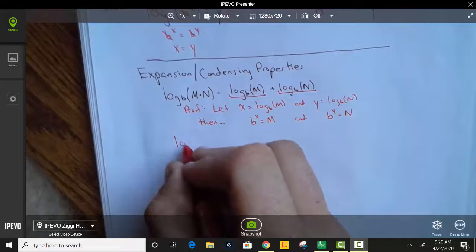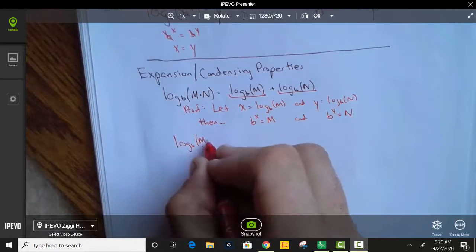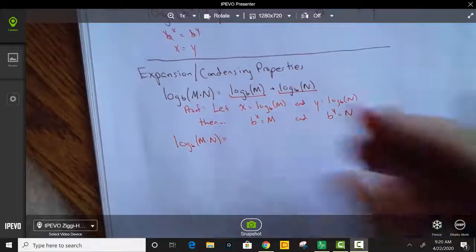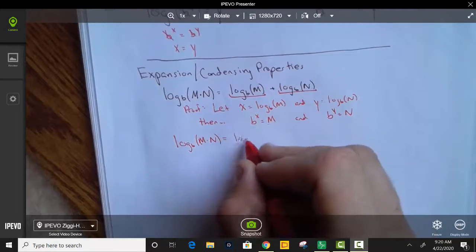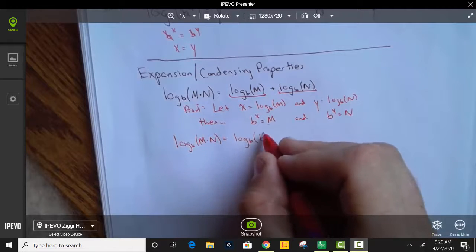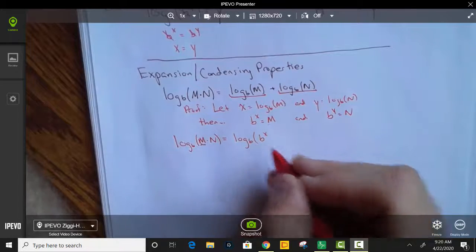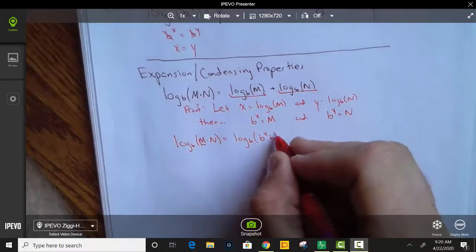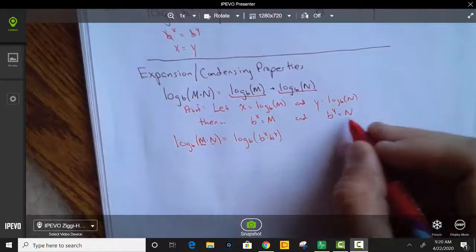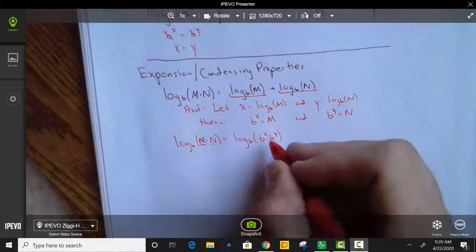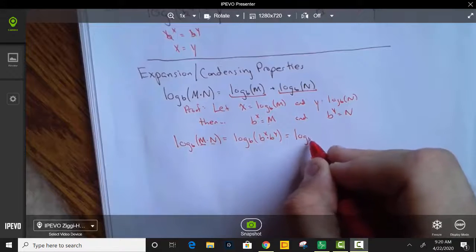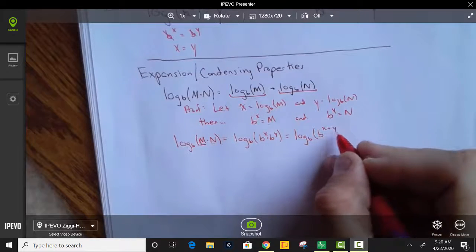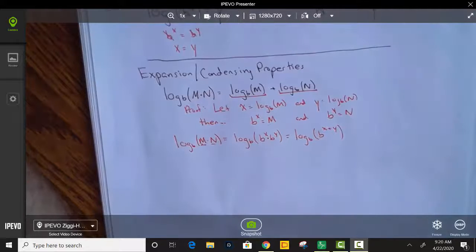So log base b of m times n equals, well, notice we can replace the m with b to the x. So log base b of b to the x. We're going to substitute b to the x for m, and b to the y for n. And then we have an exponent rule that says when you're multiplying common bases, we add the exponents. So that turns into log base b of b to the x plus y.